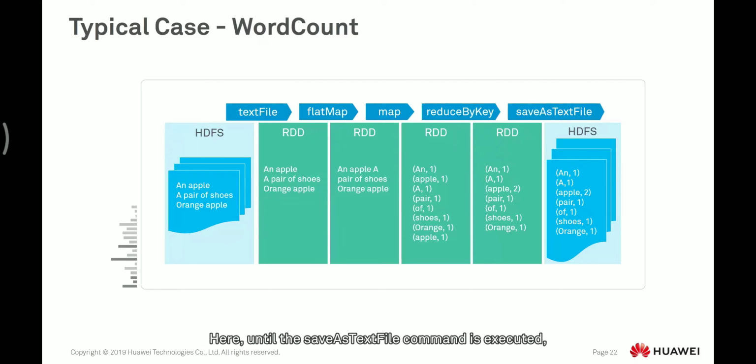Here, until the saveAsTextFile command is executed, the whole Spark computing process does not start. All the four previous operators are transformation operators, and only saveAsTextFile is the action operator.